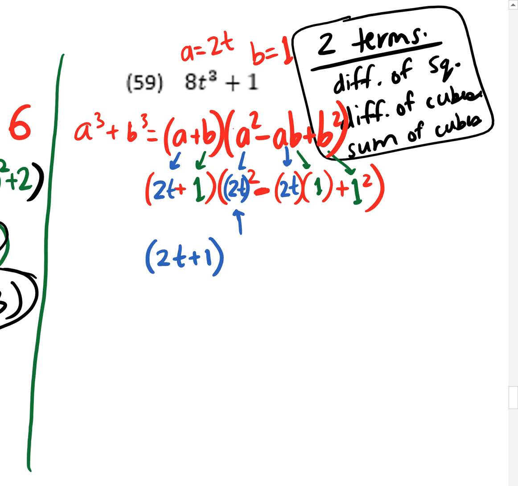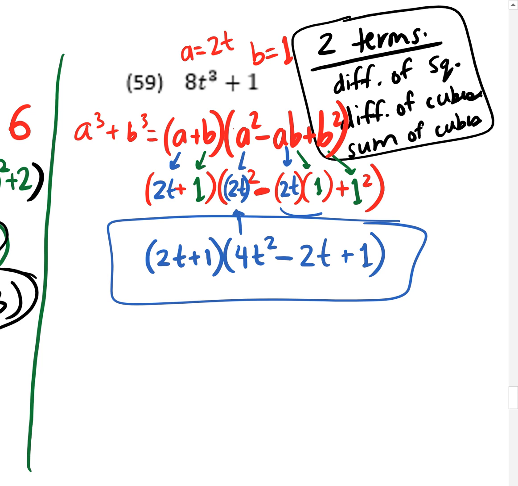2t plus 1. Then 2t squared: 2 squared is 4, t squared is t squared. Minus 2t times 1 is 2t. Plus 1 squared is 1. And that's it. Beautiful.